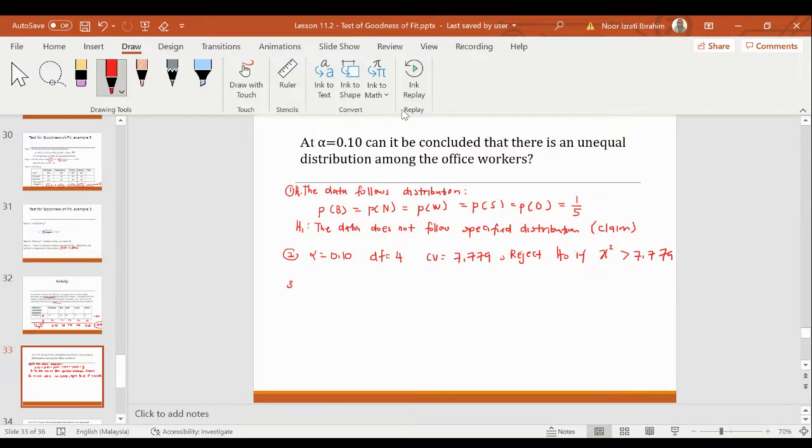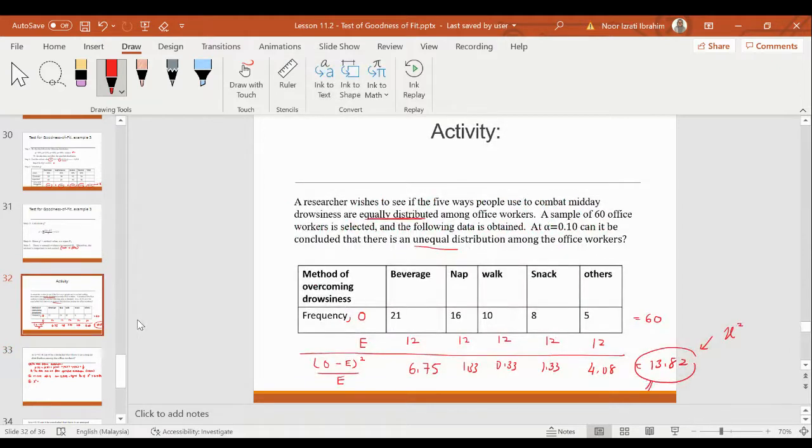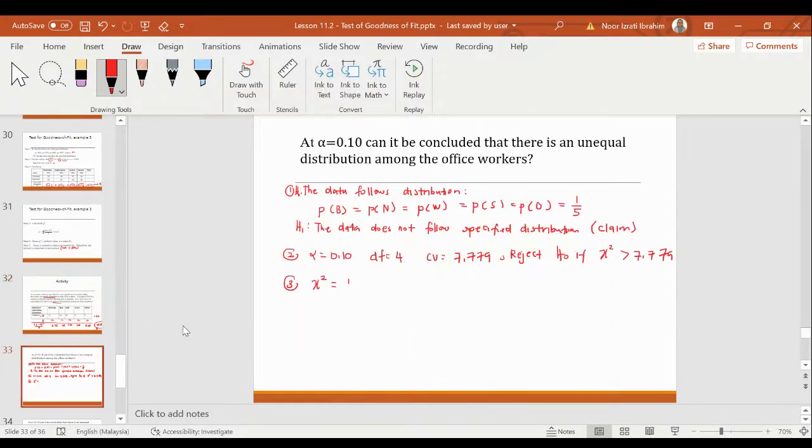Step 3, the test statistic, the chi-square value that we calculated just now, is 13.82. You have to show how you get this. I have shown here. Step 4, write down the decision. H0 is rejected for this case since the chi-square value is greater than 7.779, or lies within the rejection region.